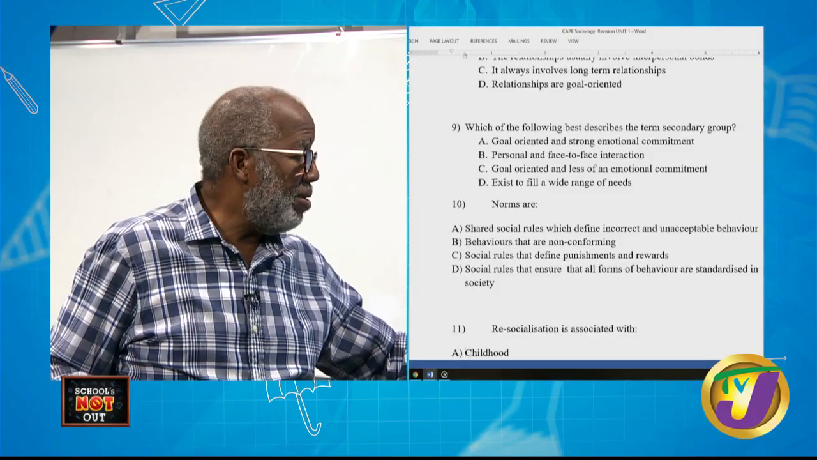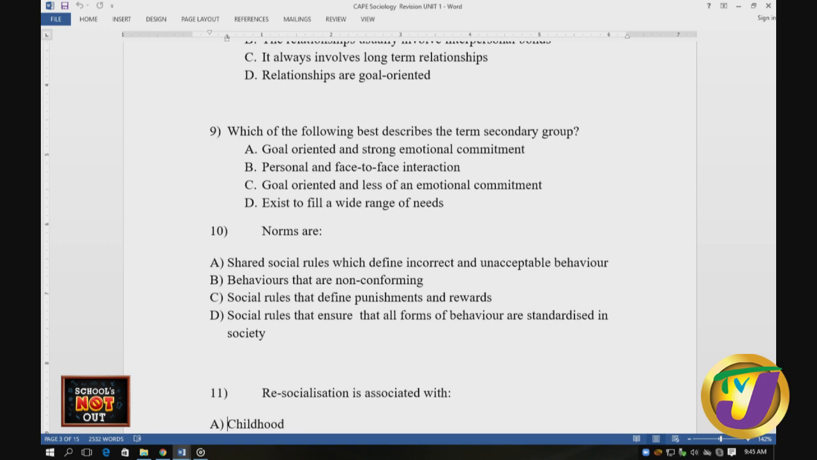You don't come to TVJ because you like TVJ, because it's a nice station, because you like being here and like the people here. No, you are here for a purpose. There's a goal, and if you're not meeting that goal, they're going to fire you. So you come with a goal orientation. And of course, there's less of an emotional attachment. That one is kind of hard, because a lot of us get attached emotionally to our places of work. But guess what? You shouldn't, because you have to separate from that place. Sometimes you separate, but sometimes they separate you very early. So try not to have that. You're not expected to have an emotional commitment and exist to fill a wide range of needs. Could be, but the proper answer is goal-oriented and less of an emotional commitment.